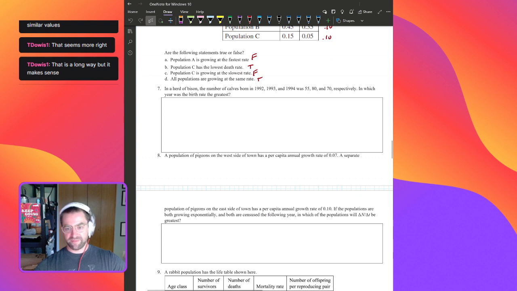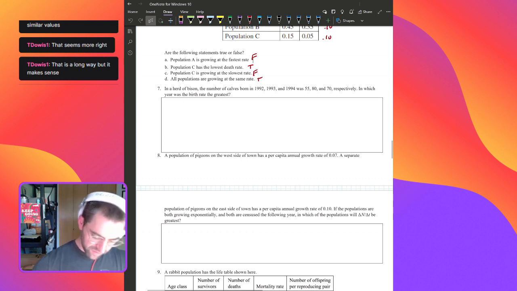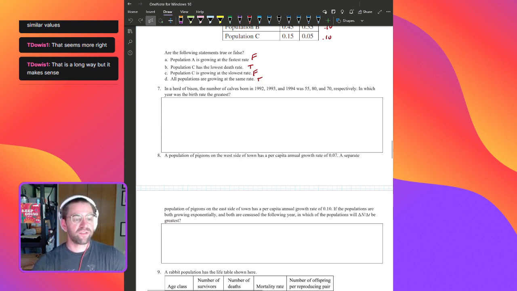In a herd of bison, the number of calves born in 92, 93, and 94 was 55, 80, and 70 respectively. In which year was the birth rate the greatest? Unfortunately, we simply don't have enough information to answer this question, because we don't know what the initial population was.